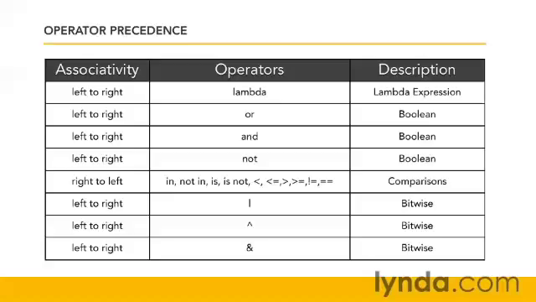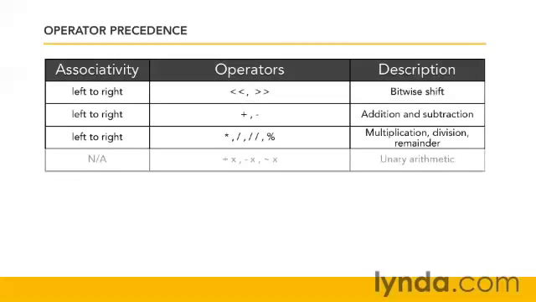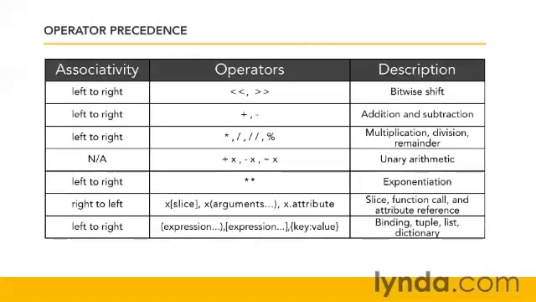Starting at the top of the list, we have lambda, and then we have or, and, and not. These are the Boolean or, and, and not. Then we have all of the comparison operators lumped together in one priority, and those are evaluated right to left. And then continuing, there are the bitwise operators: or, exclusive or, and. Then there are the bitwise shift operators, and then we have addition and subtraction, multiplication, division, and remainder, the unary operators, the exponent operator, and then bundled together and right to left again, slices, function calls, and attribute references.